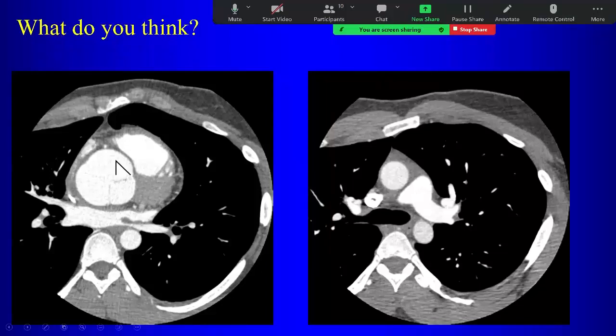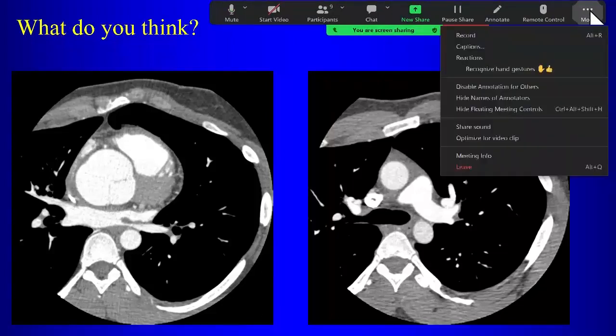Yeah, so one or all? At least two, probably all three, right? So we have some enlargement here, and what about the aorta above that? Yeah, so it's okay, although it's a little bit bigger than the descending aorta there. So what would do this? What would give you an appearance like that?